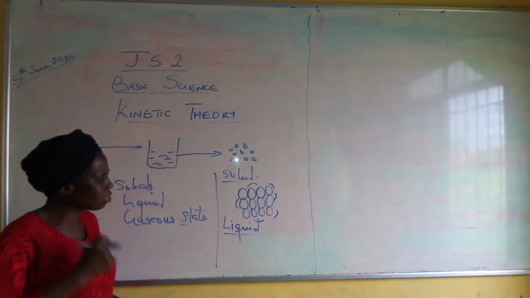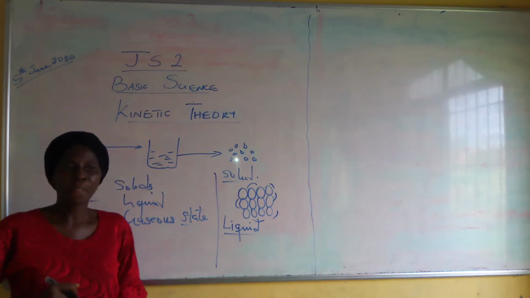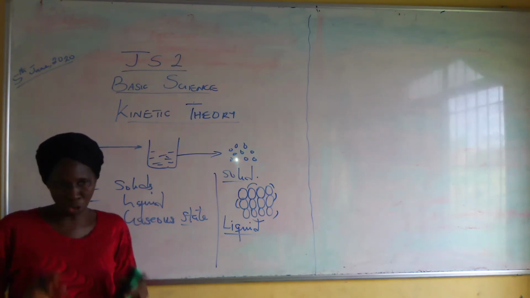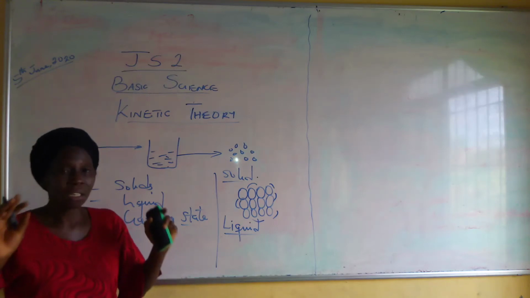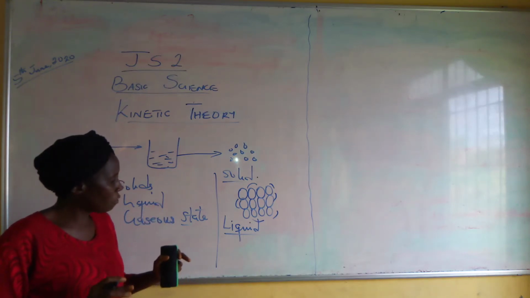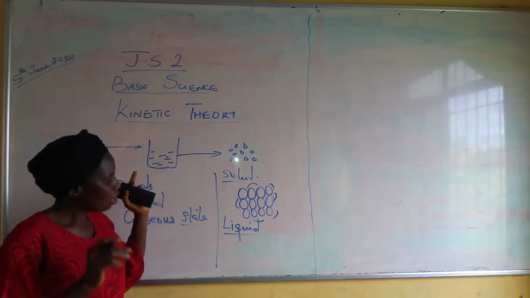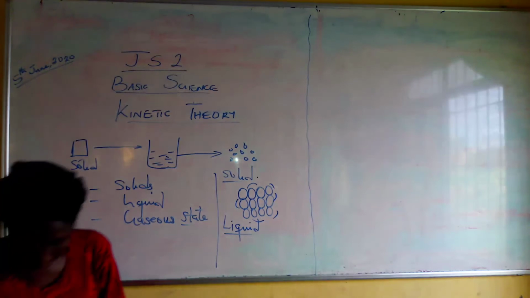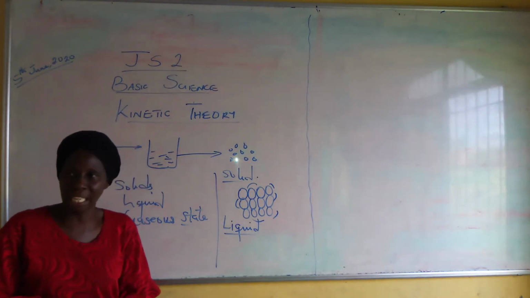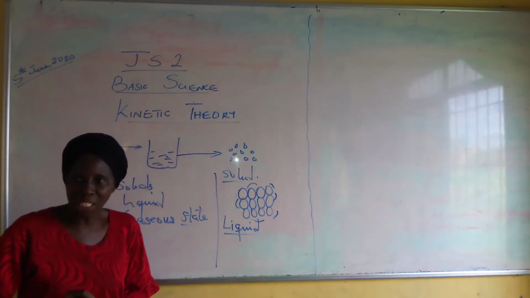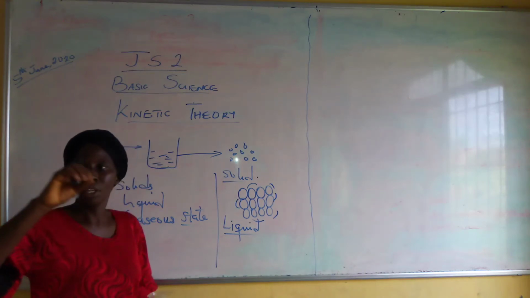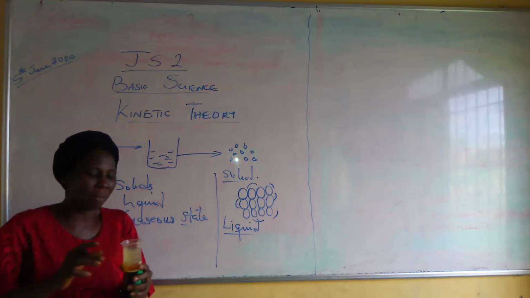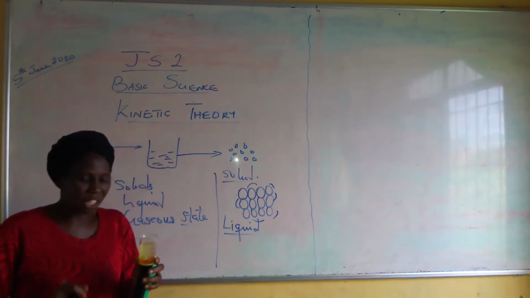And as a result of this, liquids have definite or fixed volume. They are not easily compressed. You cannot compress them easily. And they don't have definite shape. They only normally assume the shape of the container.